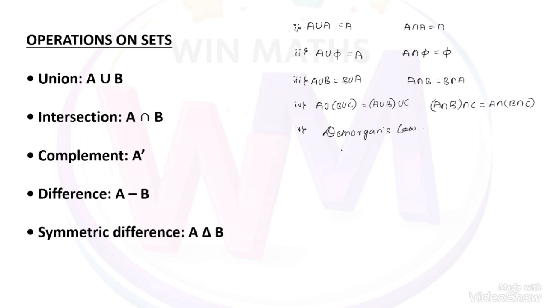So there are two laws. Based on complements, there are two simple laws. (A union B) whole complement can be written as the separate complements: A complement intersection B complement. While taking the union's whole complement, there is an intersection between the individual complements. Then (A intersection B) complement can be taken as A complement union B complement.